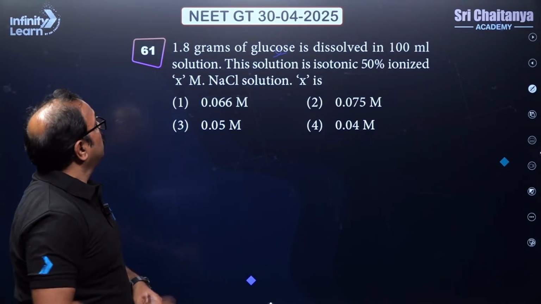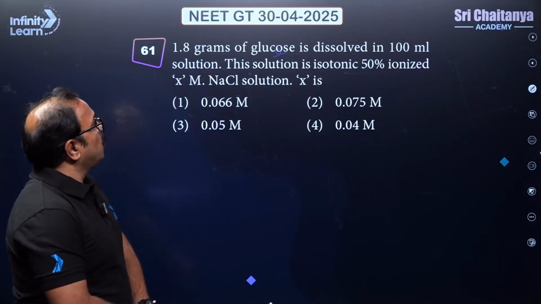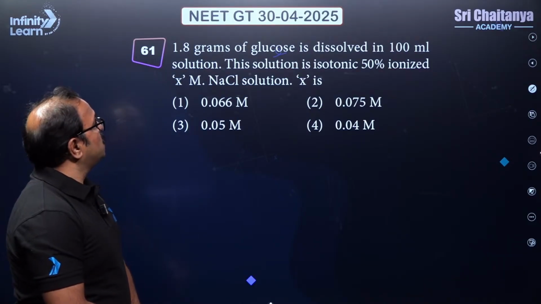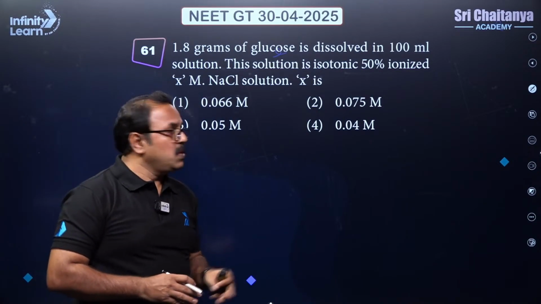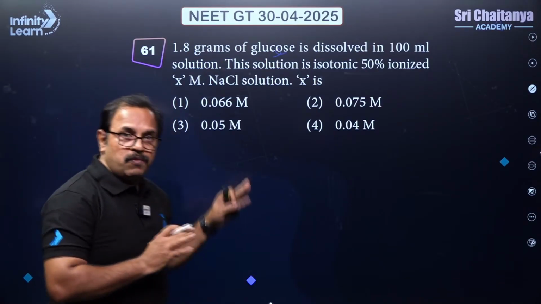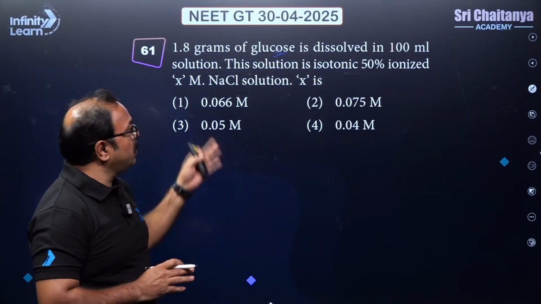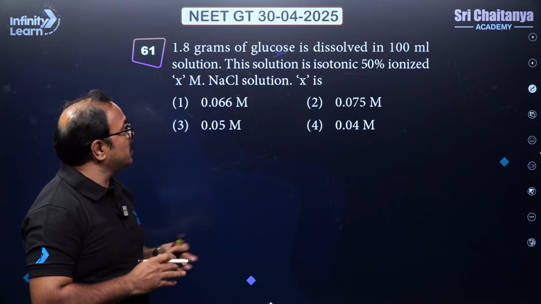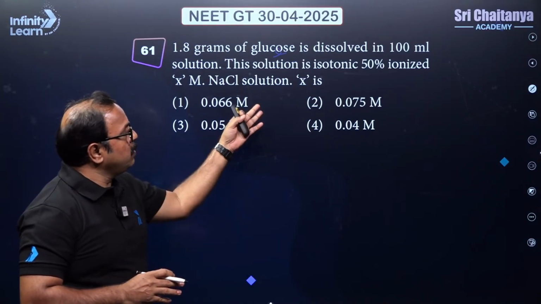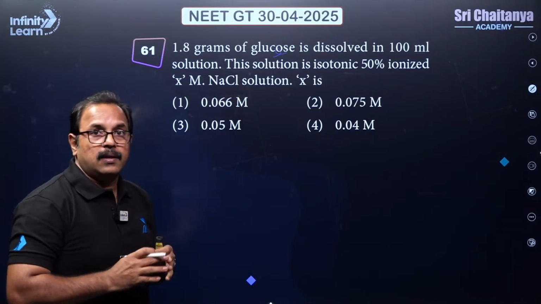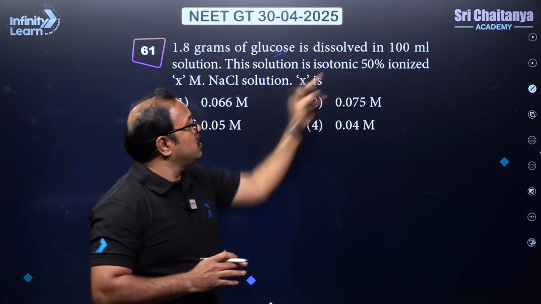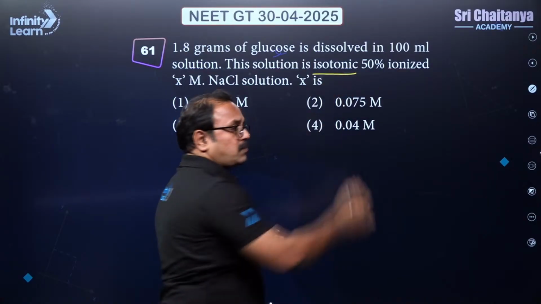Now, 1.8 grams of glucose is dissolved in 100 ml of solution. This solution is isotonic with 50% ionized x molar NaCl. Now this question is a very beautifully framed question. It's a very good question. I liked this question because it looks simple, but it's not complicated. It is still simple, but you have to understand the point specifically mentioned here, that is isotonic.